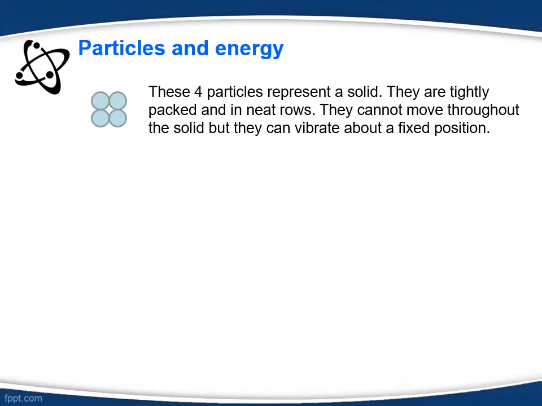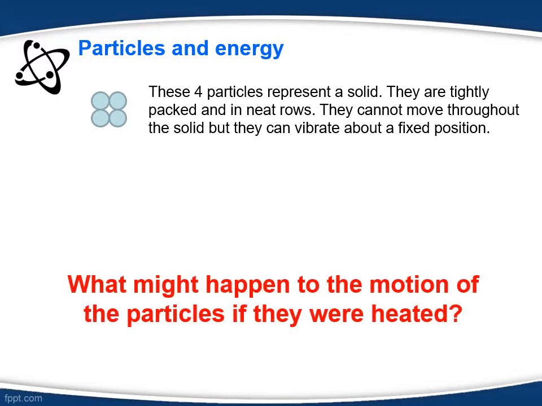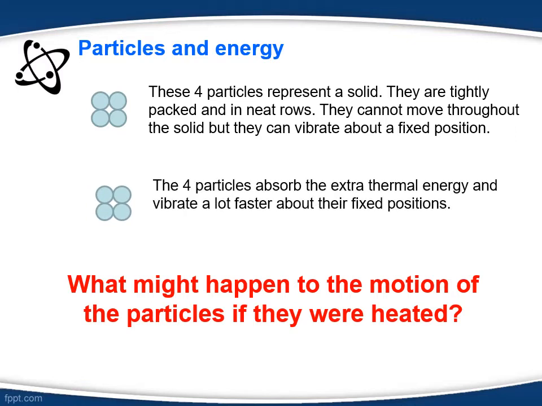If I give you the example of these four particles of a solid, they are tightly packed in proper rows. They cannot move around, but they can vibrate about their fixed positions. So what might happen to the motion of the particles if they were heated? You can see what's happening. The vibration is increasing. The four particles absorb the external thermal energy and vibrate a lot faster about their fixed positions.